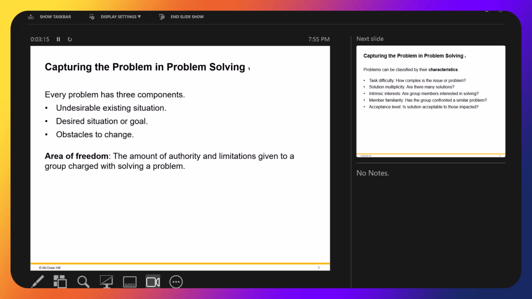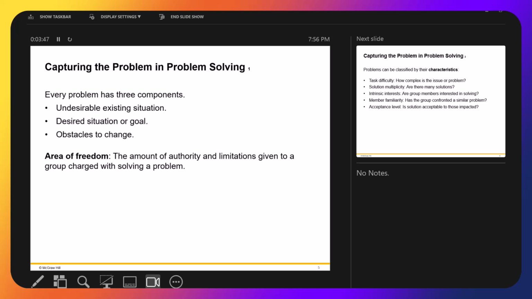Every problem has three components: an undesirable existing situation, a desired situation to go to, and obstacles to change. Basically, you've got something that you're not happy with, you want to make it better, and something slows you down from doing that. That could be any number of things, an infinite number of things.